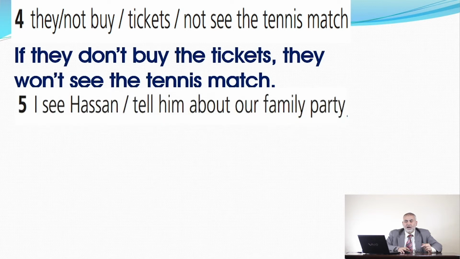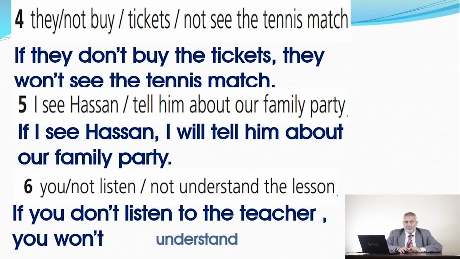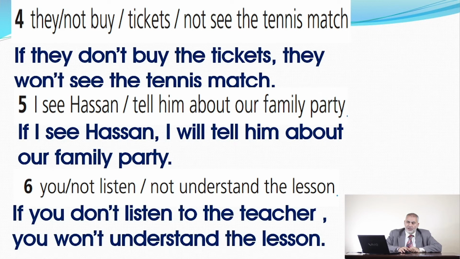Number 5, I see Hassan, tell him about our family party. It will be like this. If I see Hassan, I will tell him about our family party. Number 6, you not listen, not understand the lesson. So, if you don't listen to the teacher, you won't understand the lesson. In the 6th sentence, في الست جمل, if is the first conditional if. هنلخص تاني, present simple, will زائد المصدر, or won't زائد المصدر في future.